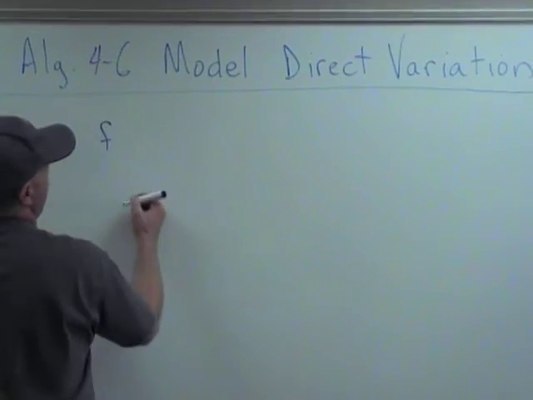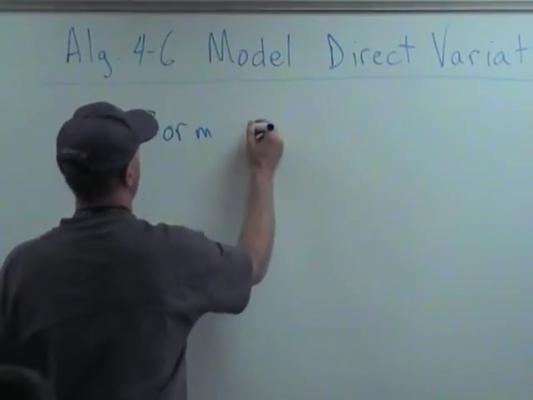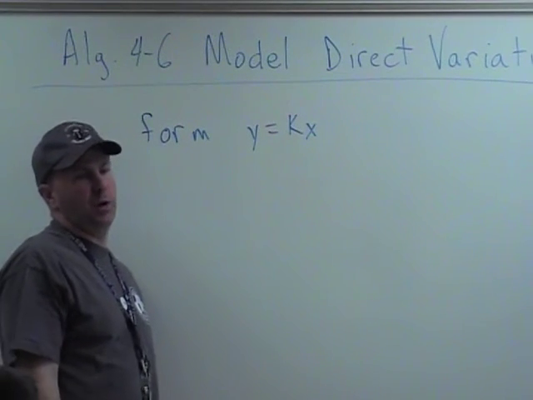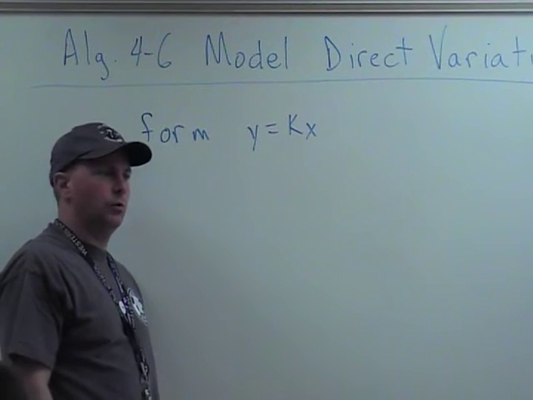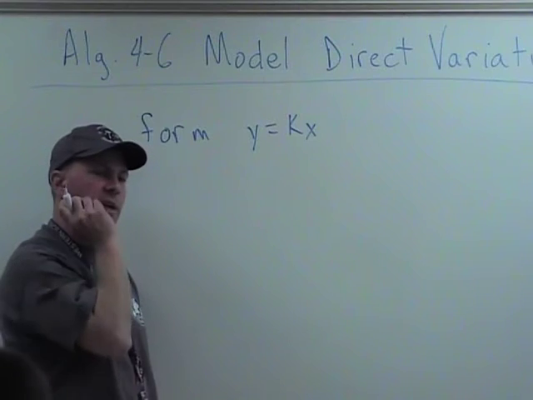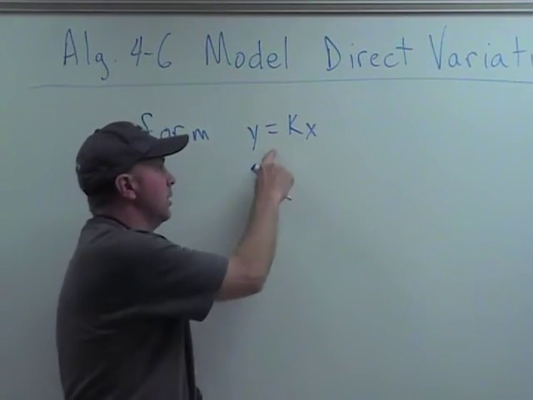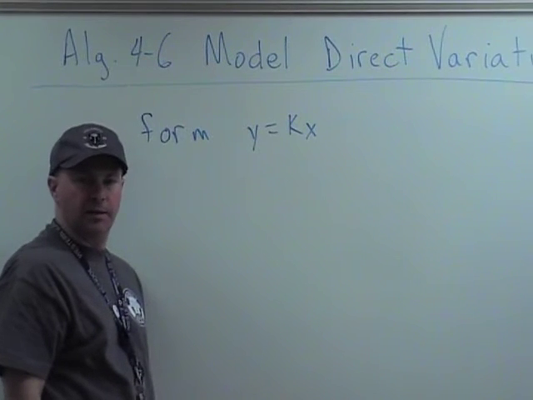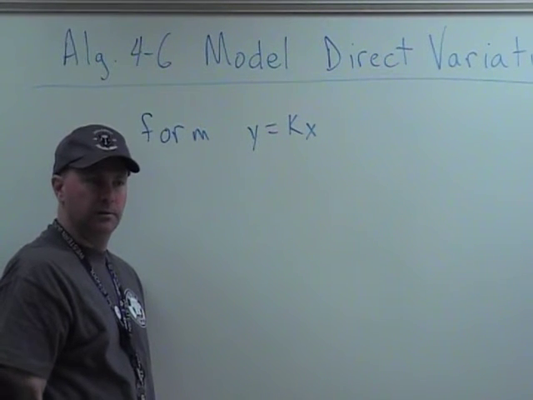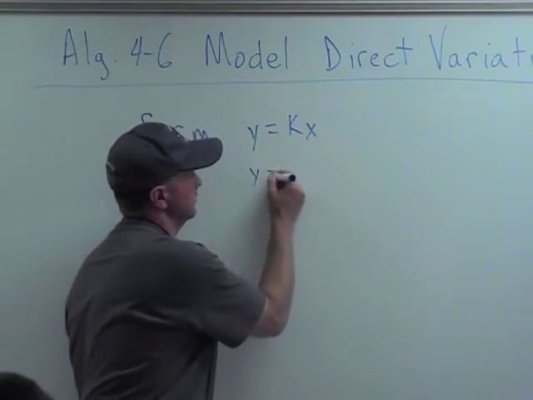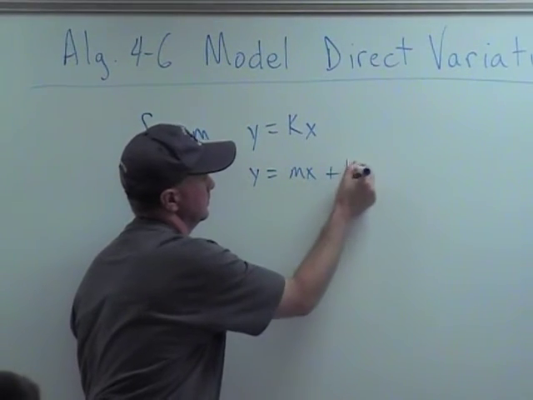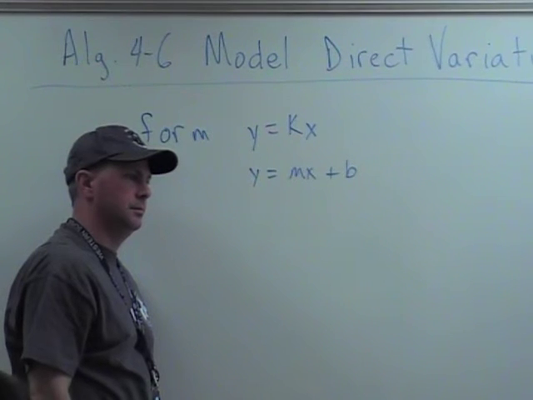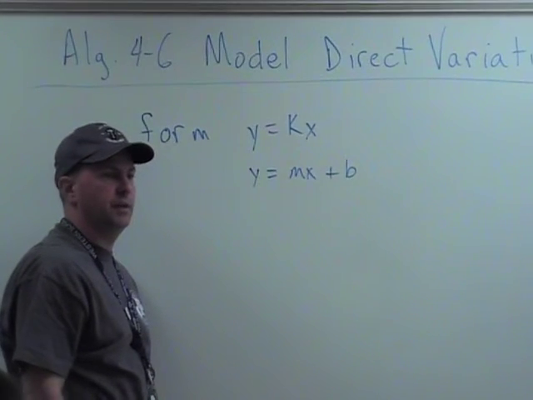Alright, so direct variation. Here's your form: y equals kx. Anytime that it says write your answer in direct variation, or write an equation in direct variation, your answer better look an awful lot like this. Y equals something times x. What do you think k is? Slope. It's called the constant of variation.